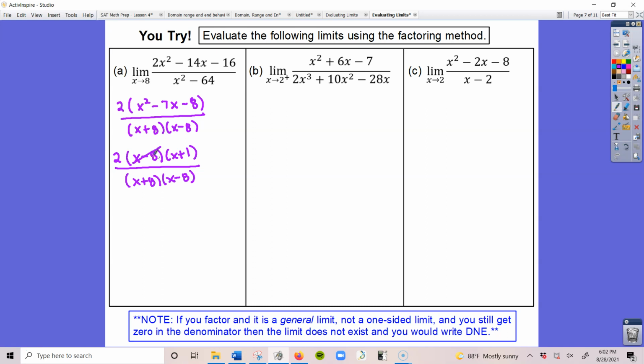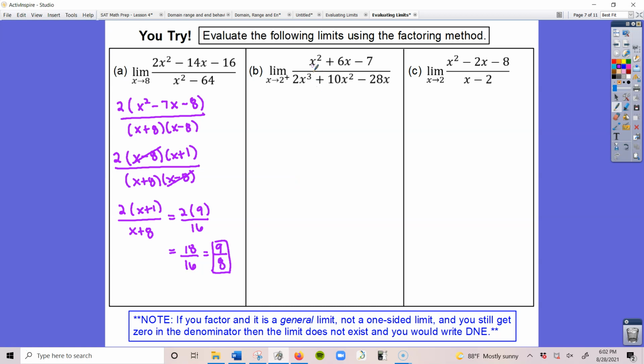And now we cancel this x minus 8, which turns out that's my problematic factor. So now when I get my simplified rational function, I can plug in the 8 and get my final answer. So let's plug in 8, and we get 2 times 8 plus 1, which is 9, over 8 plus 8, which is 16. 2 times 9 is 18, over 16, which could be simplified by 2, leaving me with 9 over 8 as my final answer.